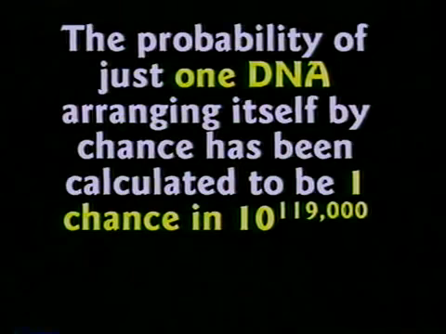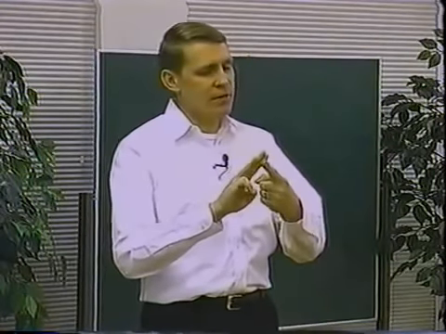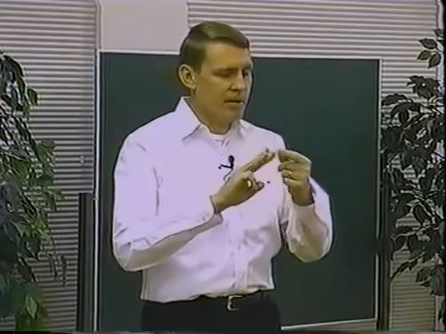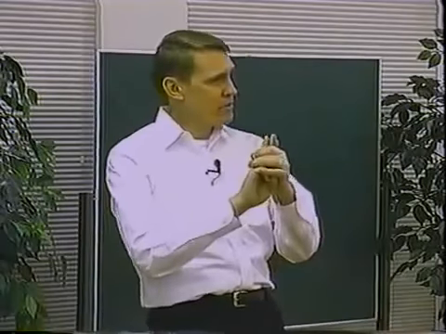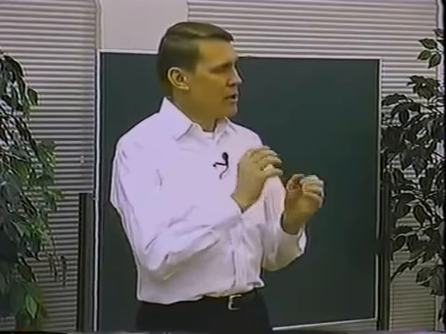Now, if you don't know the way powers work, 10 to the second power means 10 times itself 2 times. That's 100. 10 to the third power is 10 times itself, times itself. That would be 1,000. It would have 3 zeros. 10 to the 119,000th power is 10 with 119,000 zeros behind it.